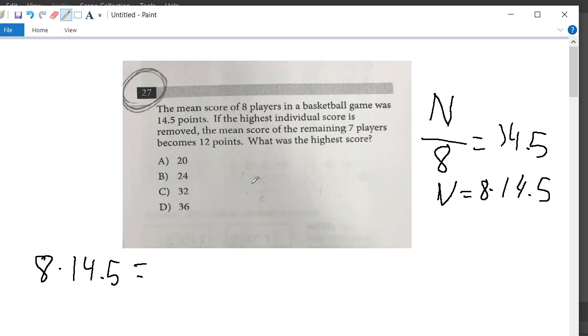So how many points did they score? Well, they scored 14.5 times 8, which is 116. And now what else do we know?